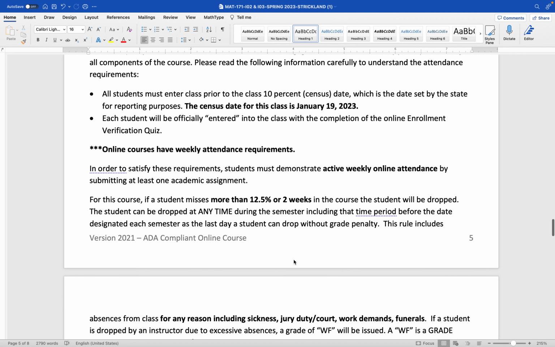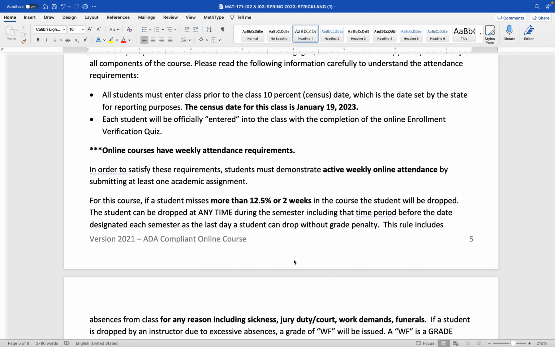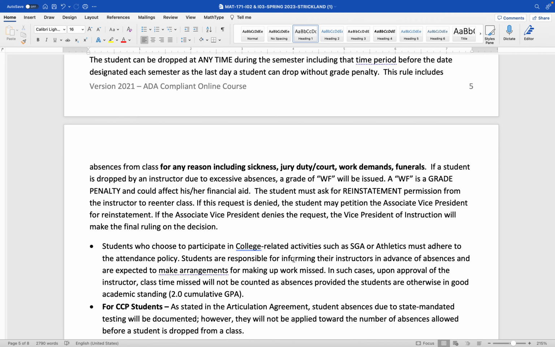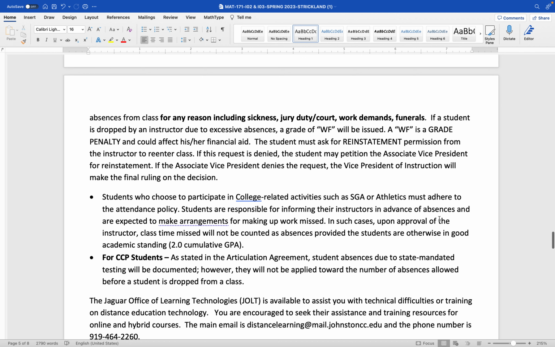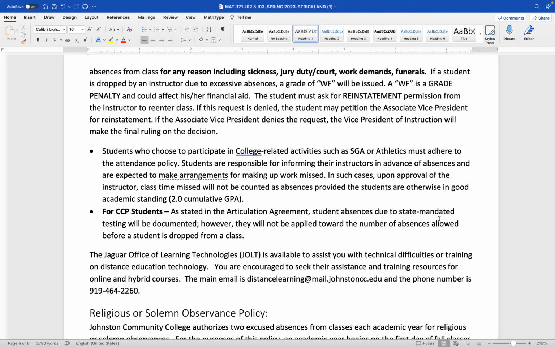The student can be dropped at any time during the semester, including that time period before the date designated each semester as the last day a student can drop without grade penalty. This rule includes absences for any reason, including sickness, jury duty, court, work demands, as well as funerals. If a student is dropped by an instructor due to excessive absences, a grade of WF will be issued.